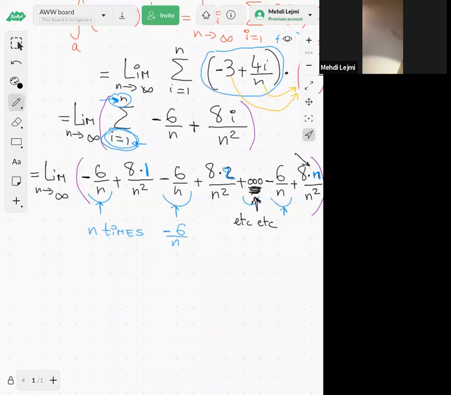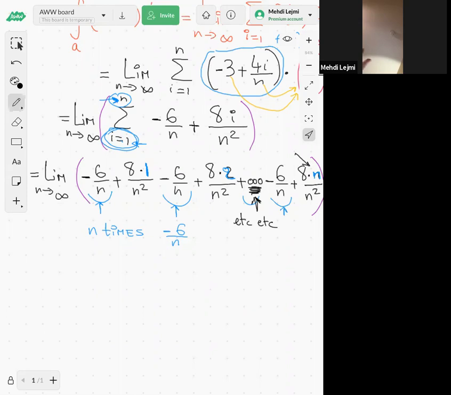Okay, n is just some whole number, right? For example, it could be 10. Which means I have to replace i by 1, by 2, and then by 3, by 4, by 5, 6, 7, 8, 9, 10. And I'm going to stop when i is equal to 10. You see what I mean?